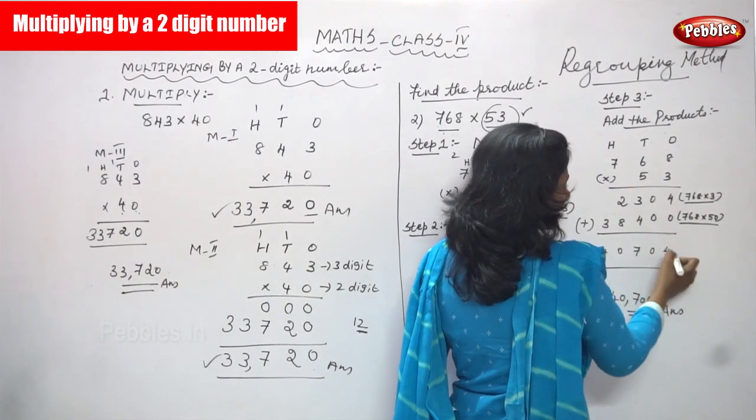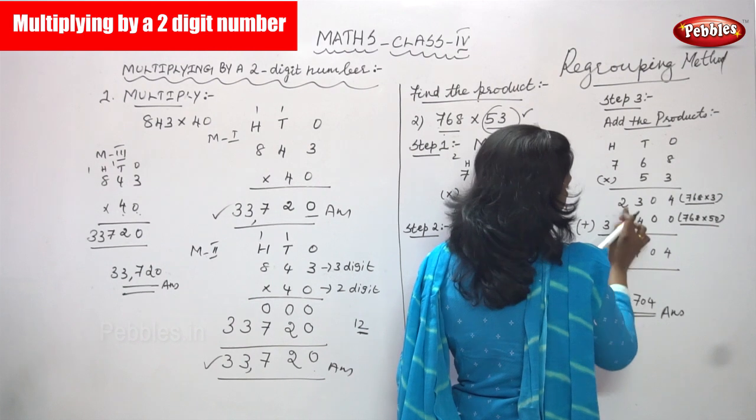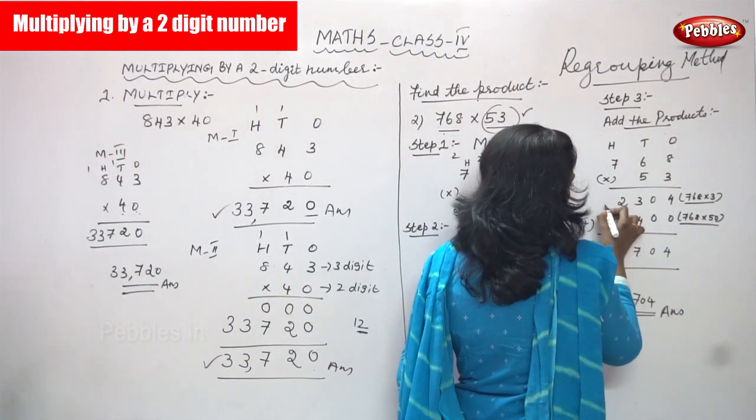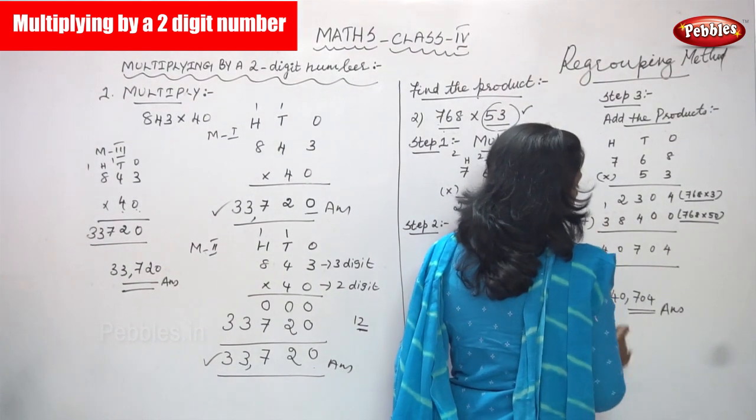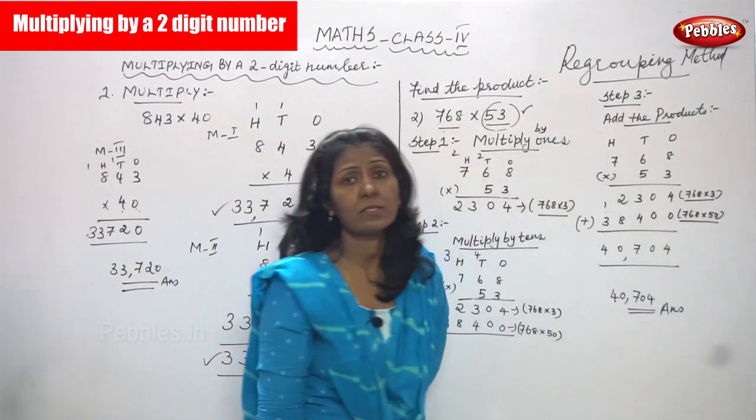That means 4 plus 0, 4. 0 plus 0, 0. 3 plus 4, 7. And 2 plus 8, 10, so 0. Carryovers go to the top. 3 plus 1, 4. That means the answer is 40,704. This is the right answer for the question.